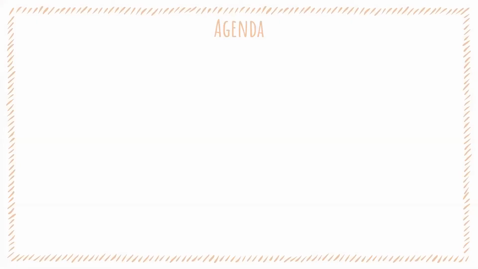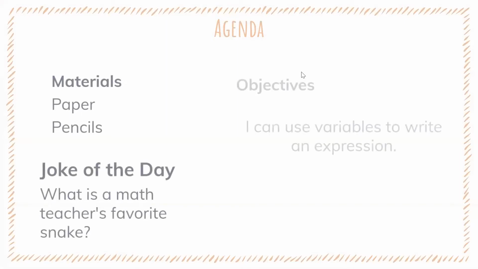So moving forward into our agenda, we have materials, joke of the day, and objectives. I'm going to start on the objectives section. It's going to be, I can use variables to write an expression. By the end of the lesson today, we'll be able to use those variables to write an expression of our own and answer some expression questions with variables.